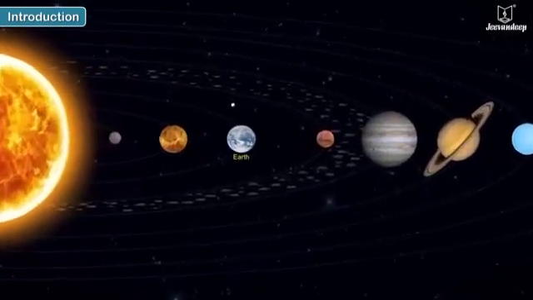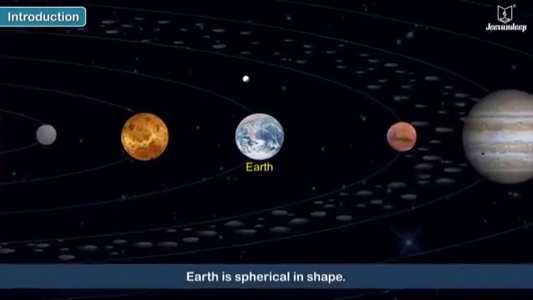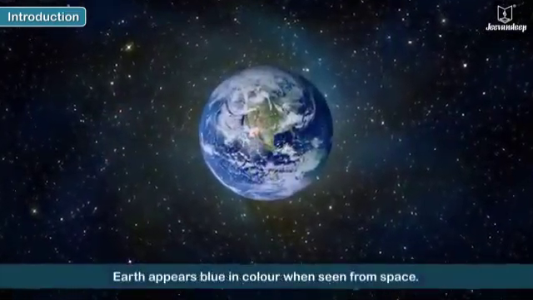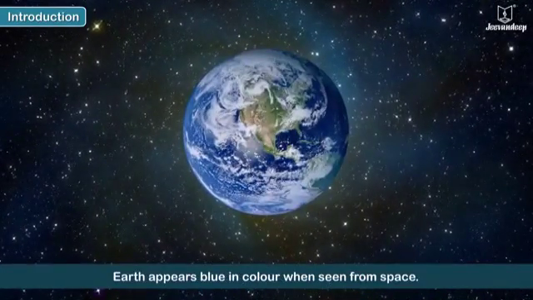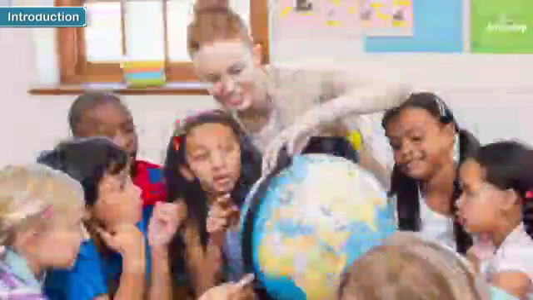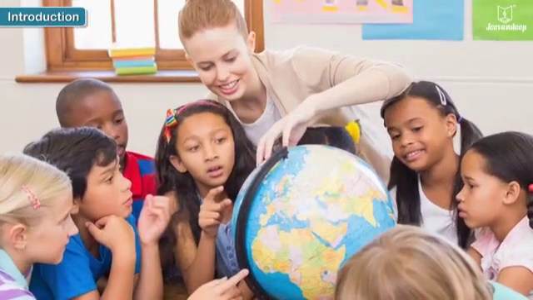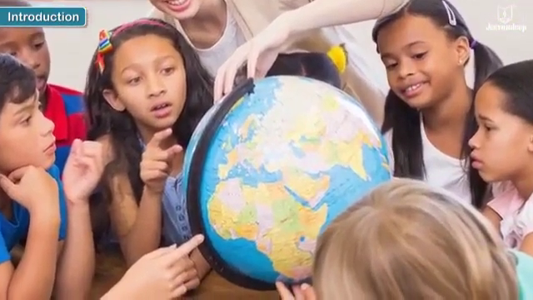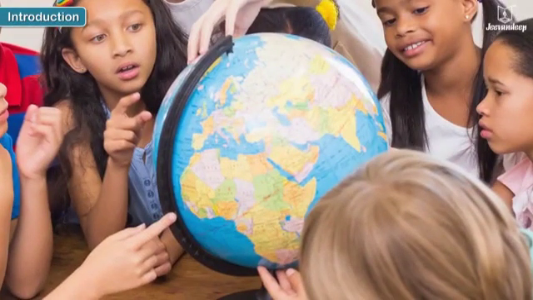Our planet Earth, like all other planets, is spherical in shape. It appears blue in color when seen from space. However, had there not been a small model of this huge planet, it would be impossible for man to locate far-off places on it.